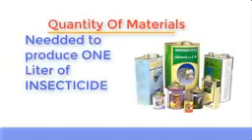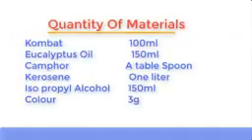Now let's establish the quantity of materials needed to produce 1 liter of insecticide. Compact 100 ml. Eucalyptus oil 150 ml. Camphor a tablespoon. Kerosene 1 liter. Isopropyl alcohol, also known as IPA, 150 ml. And color 3 grams. Now let me introduce you to these chemicals one by one and we'll go into the mixing of the chemicals.